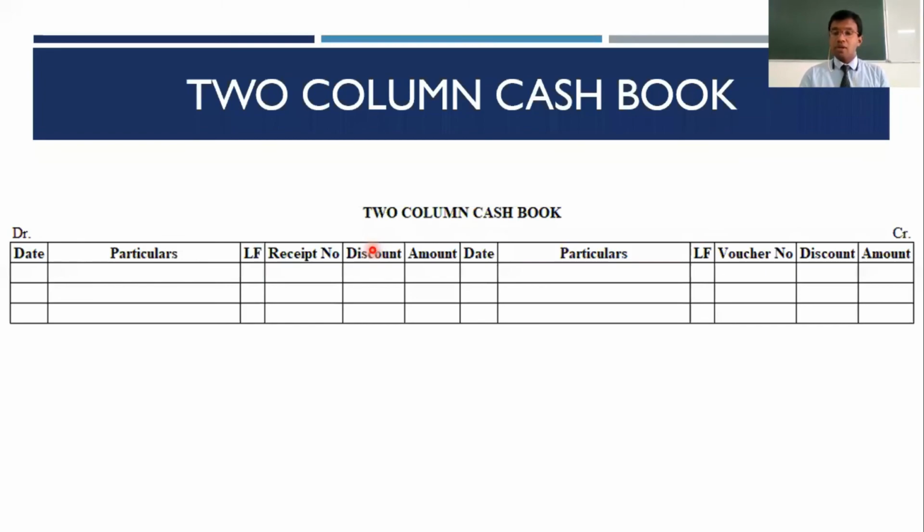This discount column you need not balance. However, the column used for recording the amounts is the one you use for recording and balancing transactions at regular intervals. So this is the format of the two-column cash book.